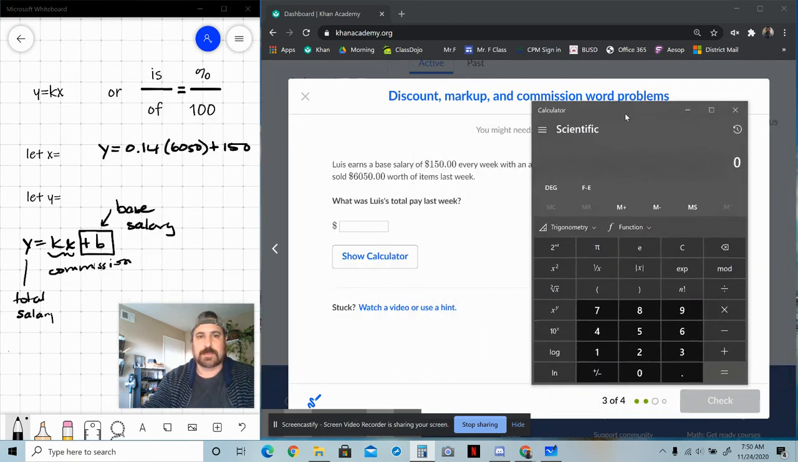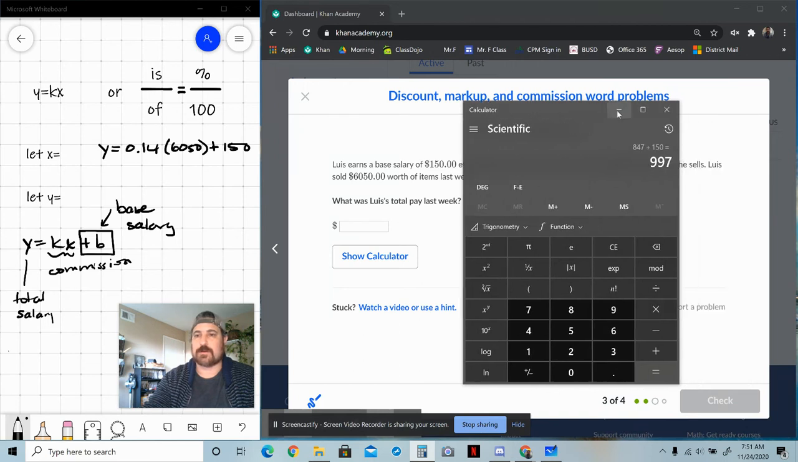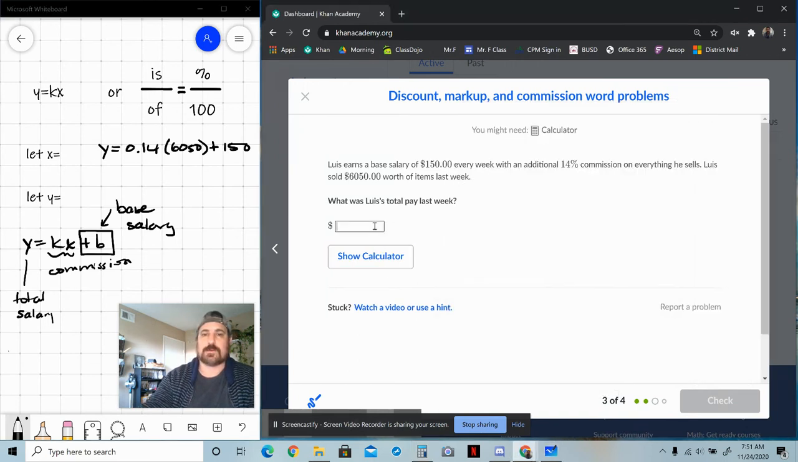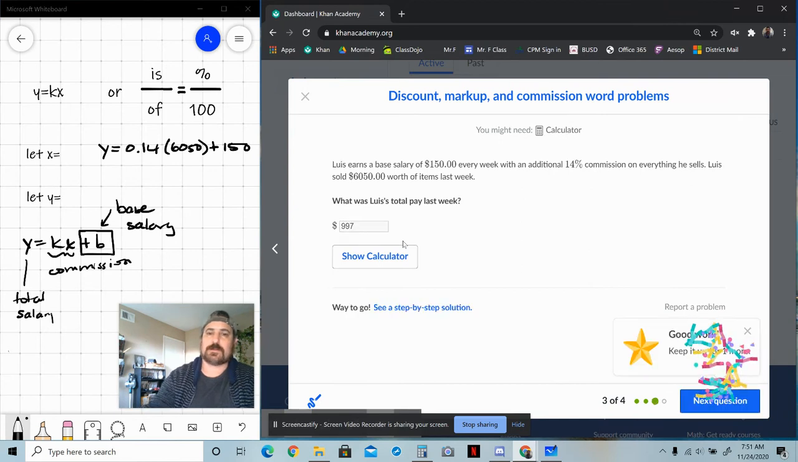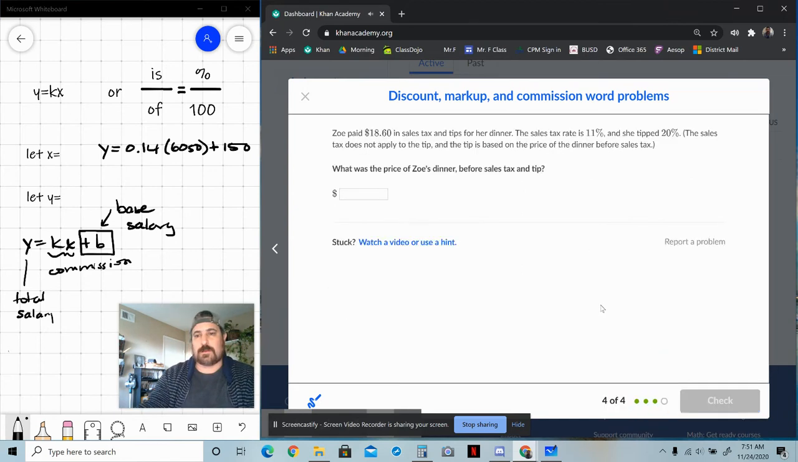So in this case, you got 0.14 times 6,050. This is his commission that he earned. He got 14% of his sales, so he got $847 as commission. That's the amount he got paid for making those sales. Plus, he earned a base salary of 150, so you add the 150, and that gives you your output, which is the total amount he earned, $997. So what did he earn last week? $997. Okay, let's do the next one.